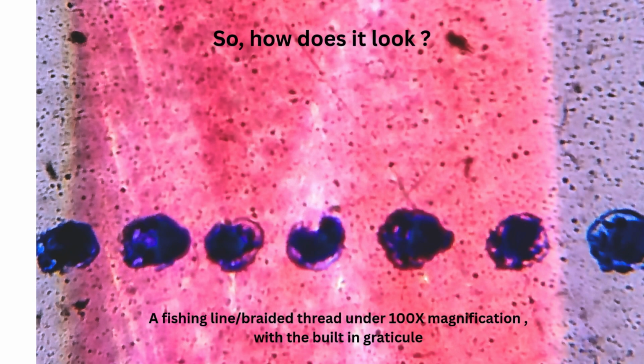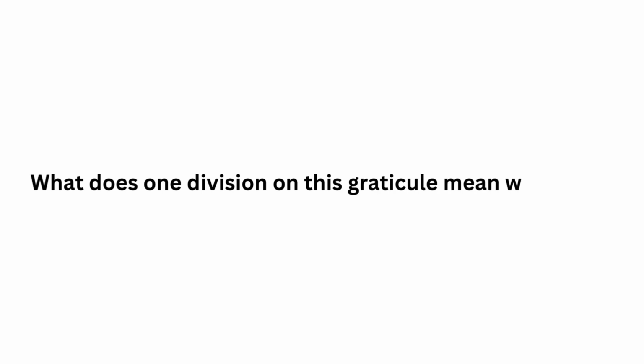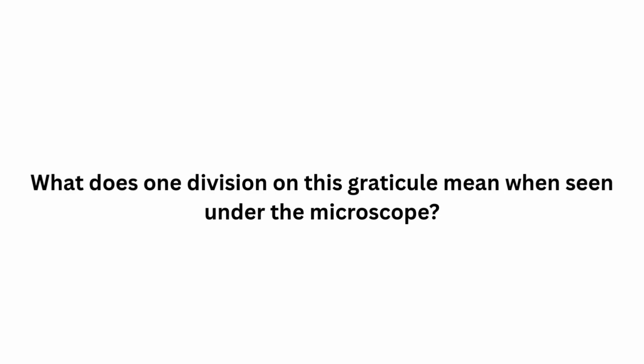And here is how a fishing line or a braided thread looks with a built-in reference graticule. I've used light from above. Now let's try to understand the measurements. So what does one division on this graticule mean when seen under the microscope?